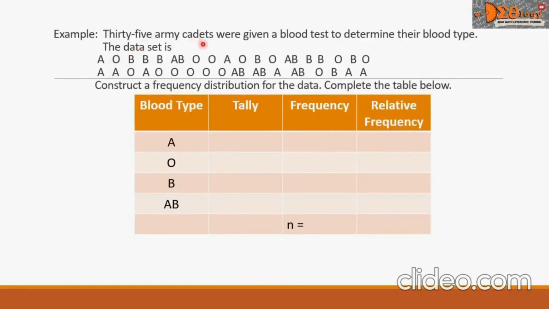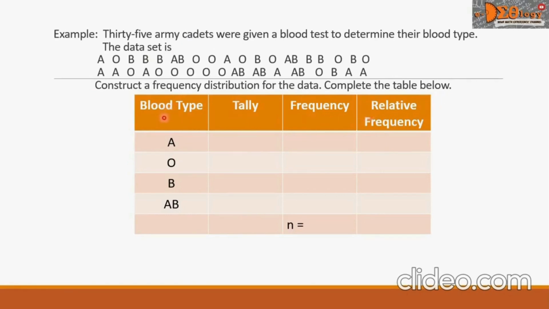35 Army cadets were given a blood test to determine their blood type. The data set is given here. Construct a frequency distribution for the data. Complete the table below. In our table, we have 4 columns.